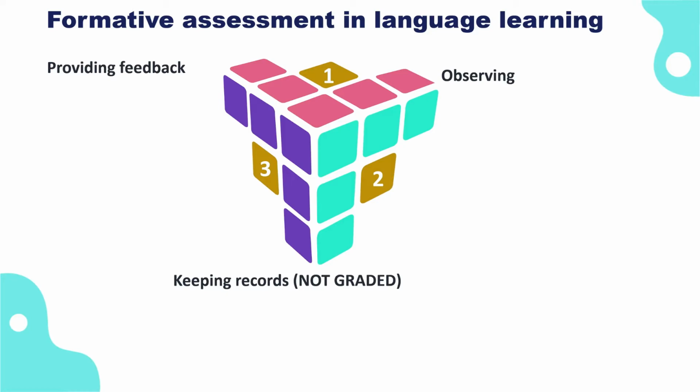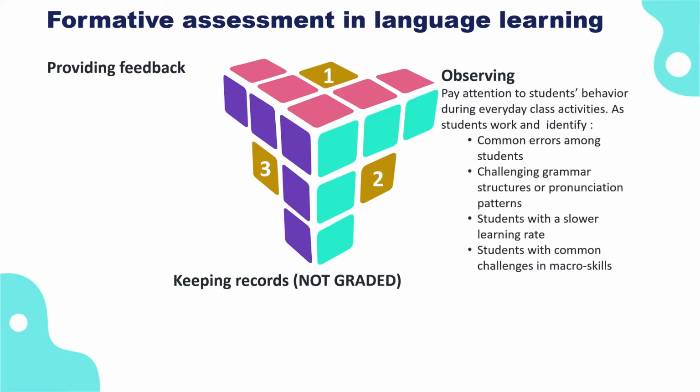When we talk about observing, you have to pay attention to students' behavior during everyday class activities. And as students work, pay attention and identify common errors among students, challenging grammar structures or pronunciation patterns, students with a slower learning rate, and students with common challenges in macro skills. With this information, you need to keep records, and remember, these are not grades. These records are useful to find the right strategies.